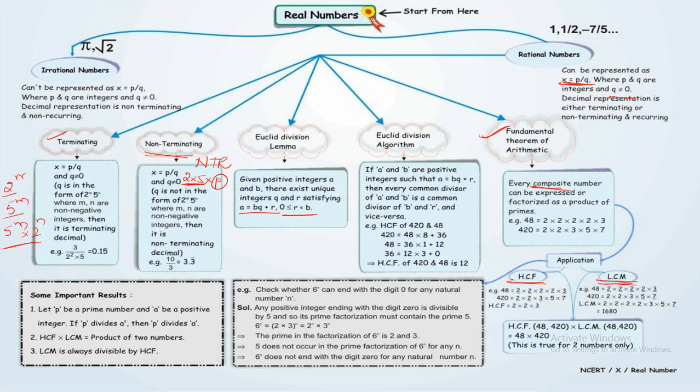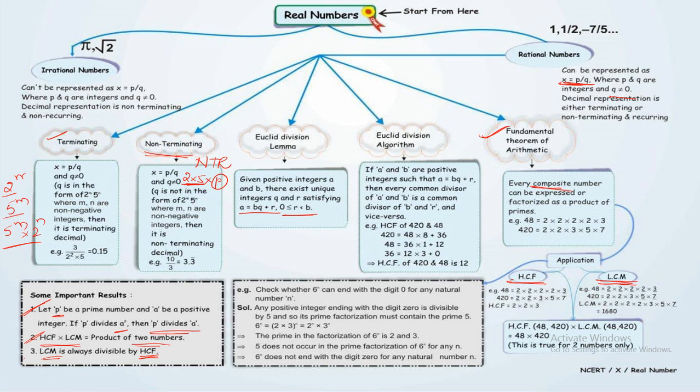And we have some important results related to this. There is a theorem: if p is a prime number and it divides a square, then it divides a. Next, the product of two numbers is equal to the product of their HCF and LCM. Also, LCM is always divisible by HCF, so HCF always divides LCM, right?